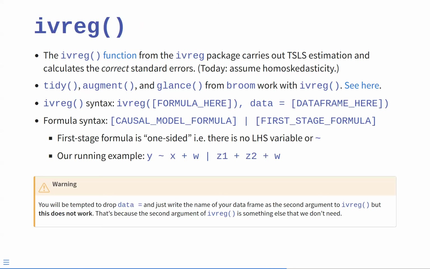All right, so here is the command for two-stage least squares in R. It is not available in base R. It is not available automatically when you load R. You need to install a package. So the package you need is called ivreg, and the function you're going to use is also called ivreg. There is a link on the slide here where it says the ivreg function. If you click that, you will be taken to the package vignette that talks about this ivreg package. It carries out two-stage least squares estimation. It calculates the correct standard errors. For today, we're going to keep life simple and just assume homoscedasticity. In a later lecture, I will show you how to get heteroscedastic consistent standard errors.